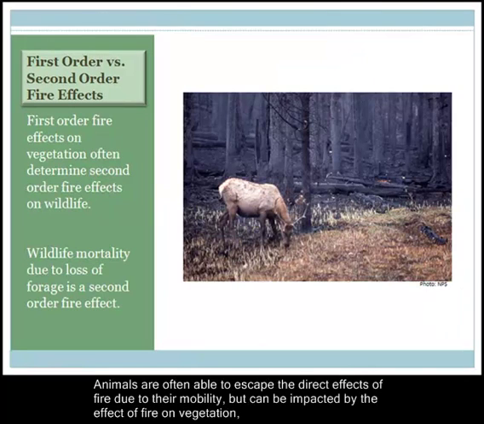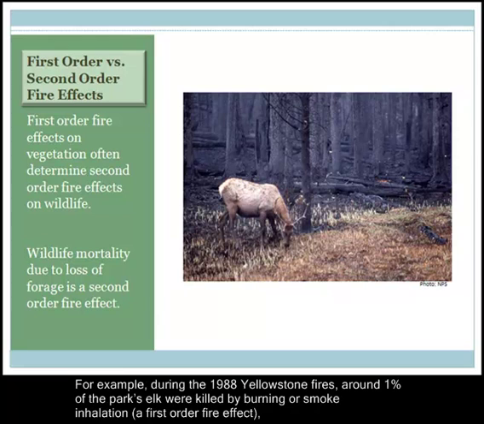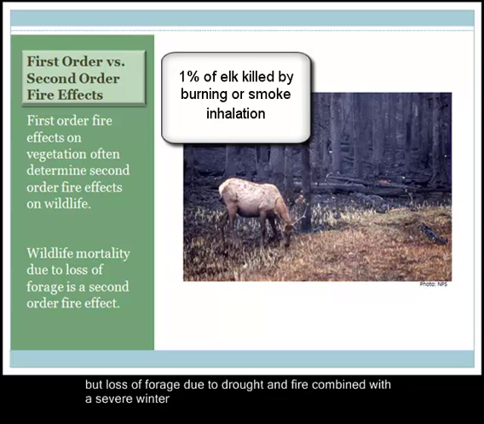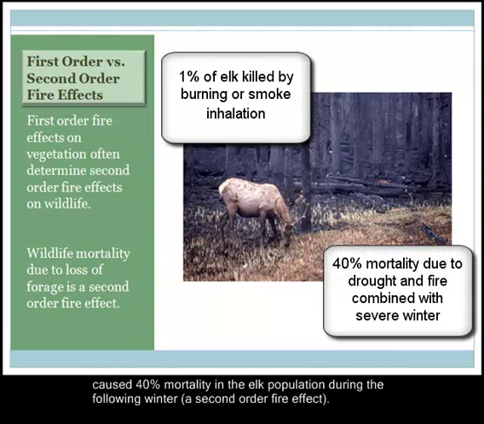Animals are often able to escape the direct effects of fire due to their mobility, but can be impacted by the effects of fire on vegetation, such as the short-term loss of their habitat. Wildlife mortality due to loss of forage is a second-order fire effect. For example, during the 1988 Yellowstone fires, around 1% of the park's elk were killed by burning or smoke inhalation, a first-order fire effect. But loss of forage due to drought and fire, combined with a severe winter, caused 40% mortality in the elk population during the following winter, a second-order fire effect.